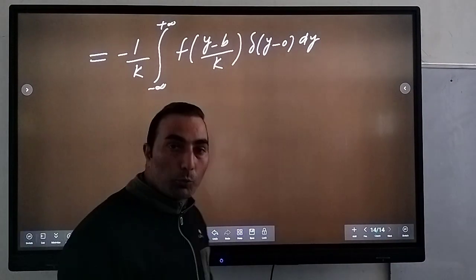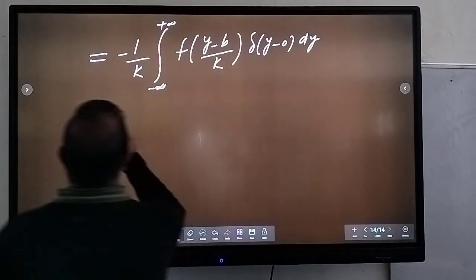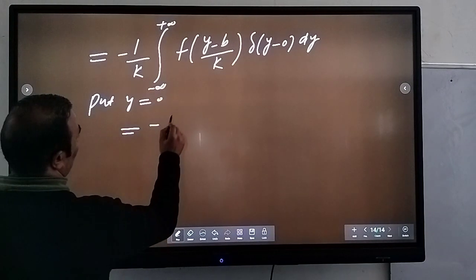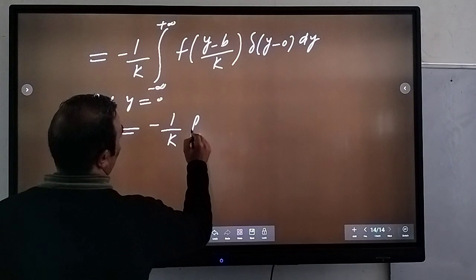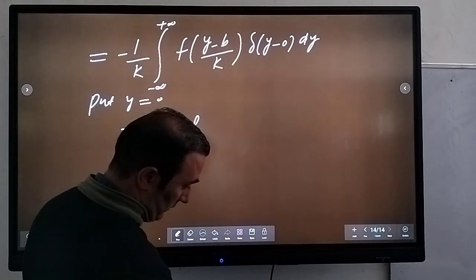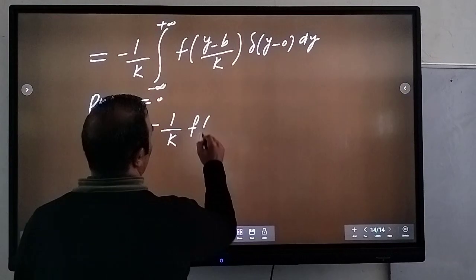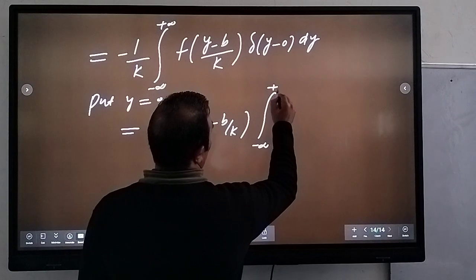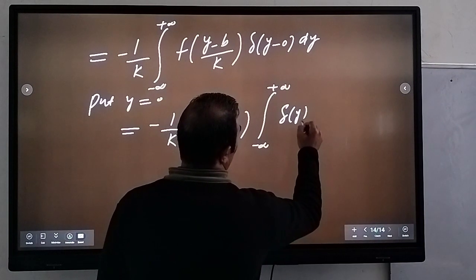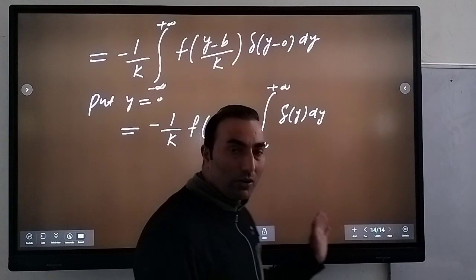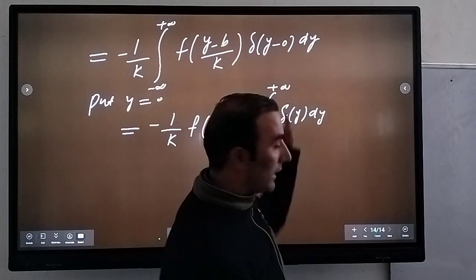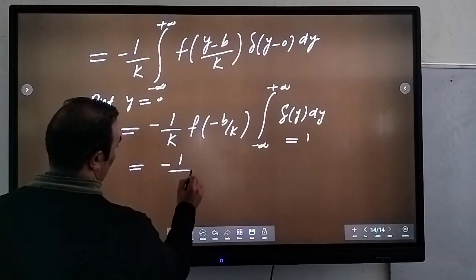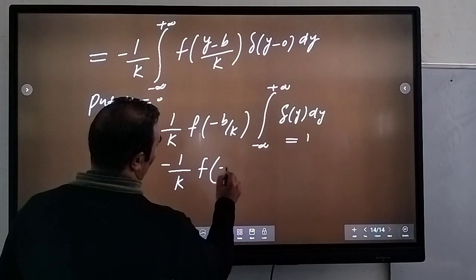Now when you put y equal to 0 here, you will get 1 by k f of minus b by k, with limits from minus infinity to plus infinity. Because it is delta of y minus 0, that's delta y, the area under that curve will be equal to 1. So this will be equal to 1 by k f of minus b by k.